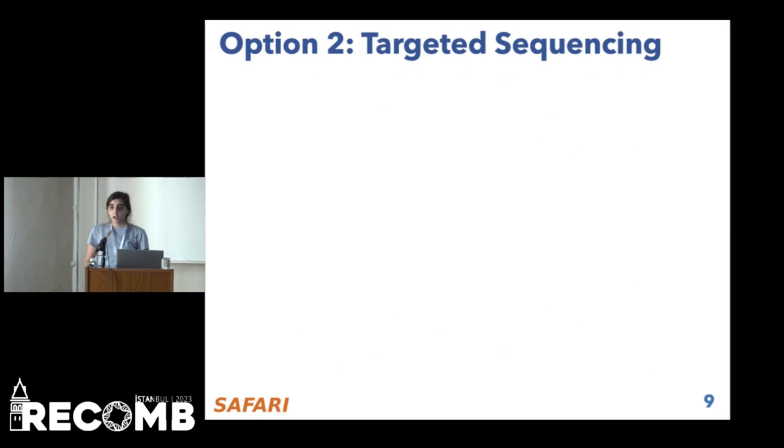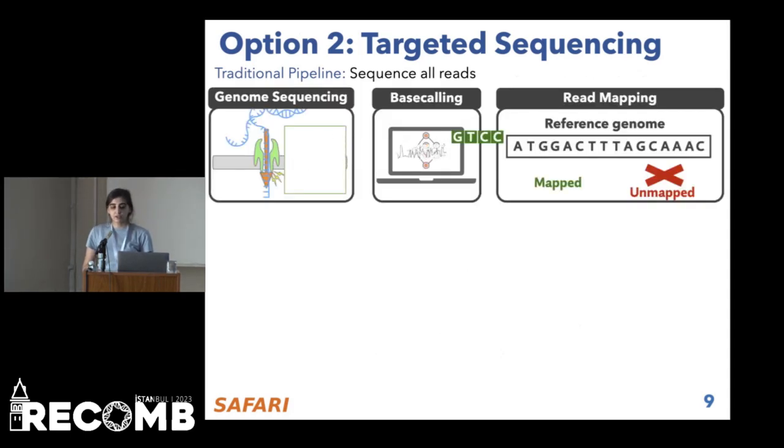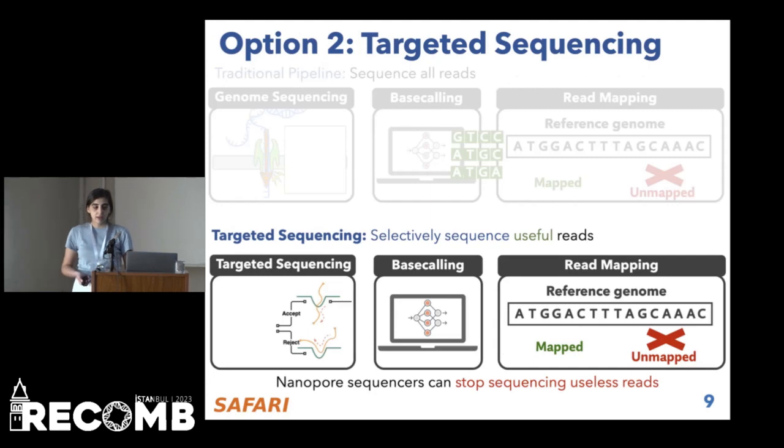And we have an alternative for this, which is targeted sequencing. Unlike the traditional pipeline, where we sequence all reads fully and send them to the next step, which is basecalling, in targeted sequencing we perform sequencing selectively and skip the useless reads. This is enabled by a functionality of the nanopore sequencer that enables it to stop or reject a read from the nanopore during sequencing. So in targeted sequencing, the reads that are rejected by the filter are ejected from the nanopore during sequencing, and the reads that are accepted are fully sequenced and sent to the basecalling step.